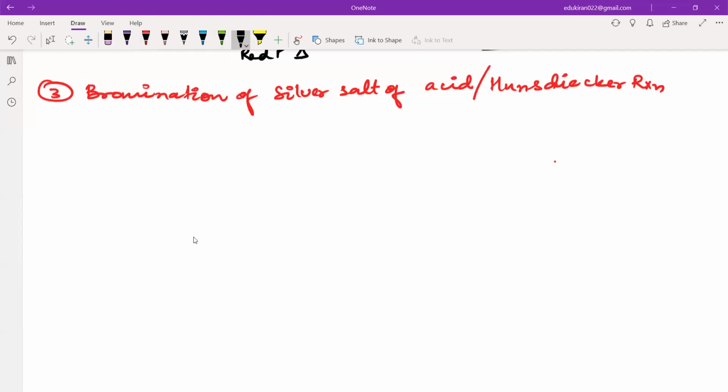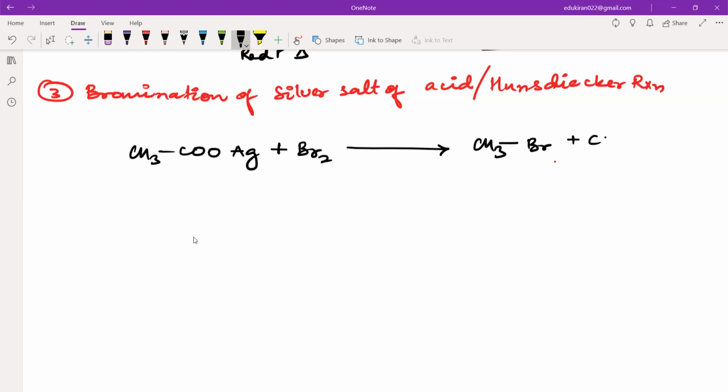Yeah. So if you have a silver salt, for example CH3COOAg, and you react this with Br2, then you are going to get CH3Br. That is, we get an alkyl halide with one carbon less. Byproducts will be carbon dioxide, and you will also get AgBr.